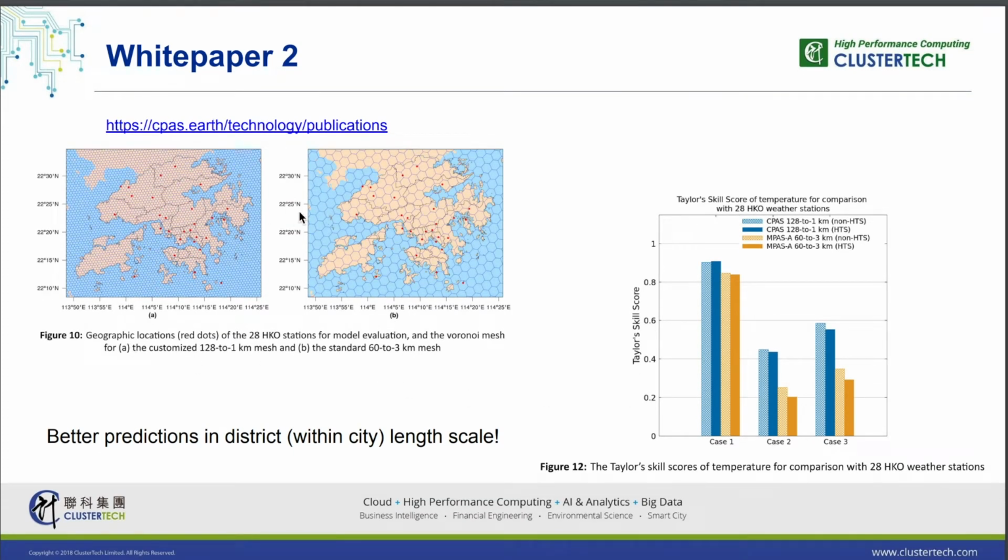Over Hong Kong territory, there are district weather stations, 30-some in number, shown as a red dot on this map. Over the Hong Kong territory, the customized mesh has 1 km resolution, shown in this figure. And for the standard mesh, the resolution is only 3 km, shown in this figure. And if we check the Taylor scale scores of the prediction of temperature over these district level weather stations, we find that the high resolution customized mesh has higher forecast skills.